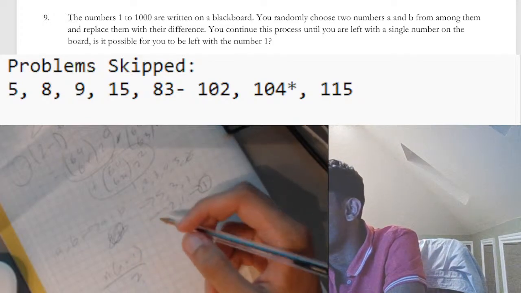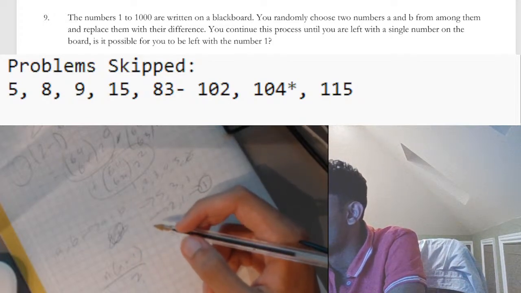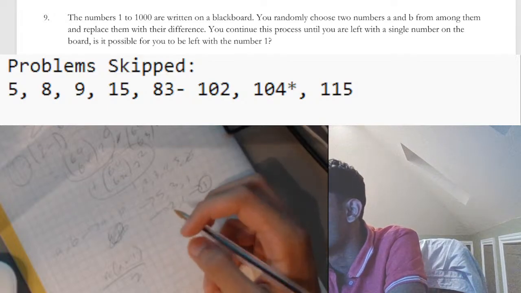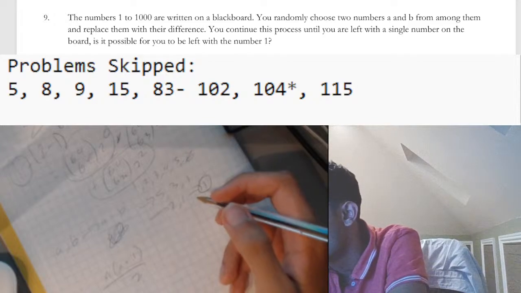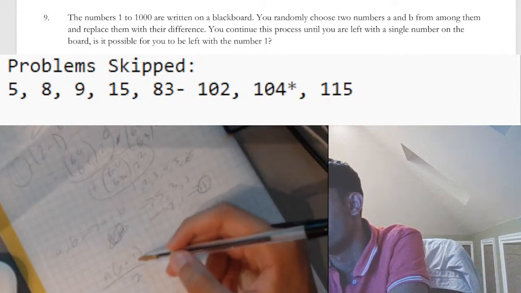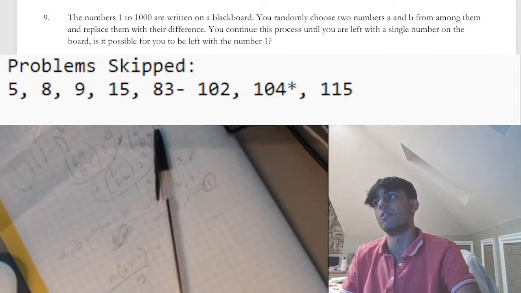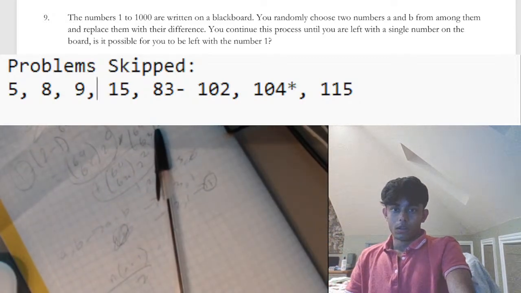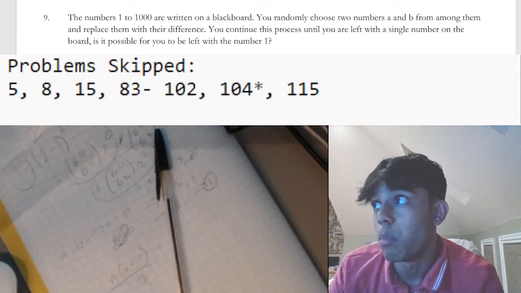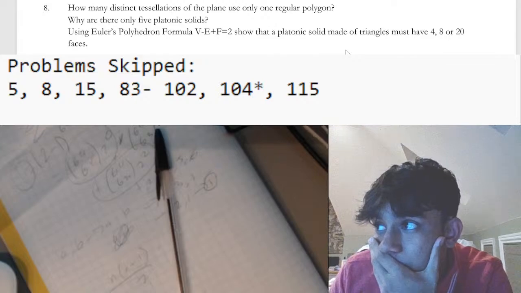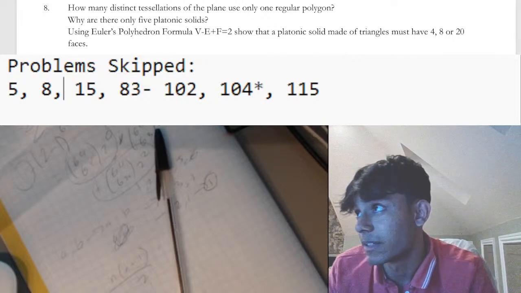And 1,000 is 0 mod 4, so it should be possible. Wait, no, it shouldn't be possible because the sum is even at the start, and mod 2 doesn't change. So the sum at the end can't be odd. Okay. Yeah, I don't know what I was doing yesterday. Yeah, we'll come back to this one as well.